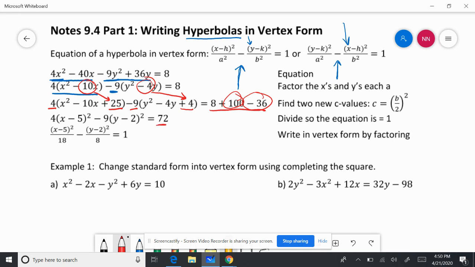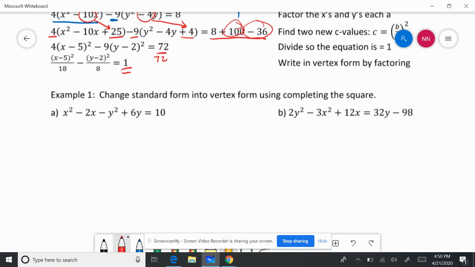Just like with the ellipse, we divide both sides by 72 to set it equal to 1, and we get our final answer. So let's look at example 1, letter A.